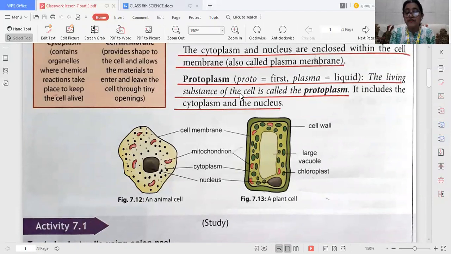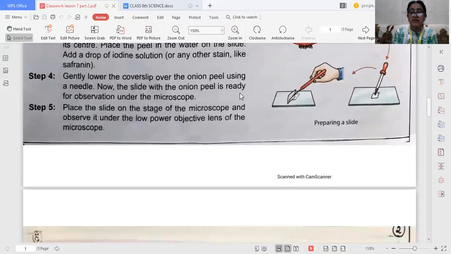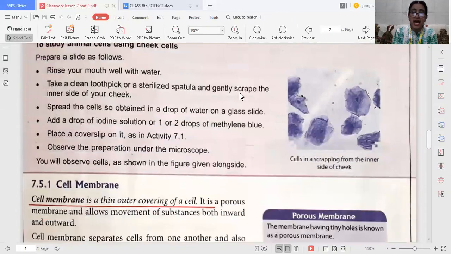The main three differences are: first, in plant cells, the cell wall is present. In animal cells, the cell wall is absent. In plant cells, there is a large vacuole, but in animal cells, the vacuoles are either absent or, if present, very small in size. The third main difference is the chloroplast, the plastid, the green pigment. The chloroplast is present in plant cells and absent in animal cells. So these were the main differences between plant cell and animal cell.